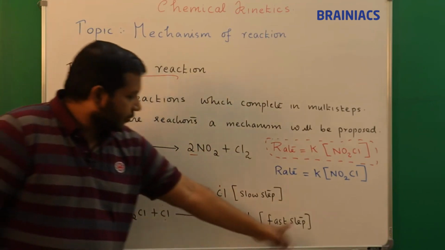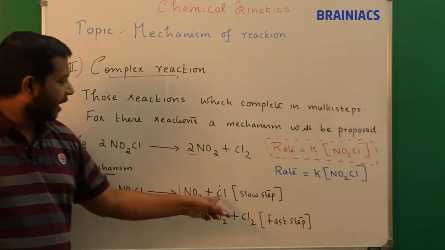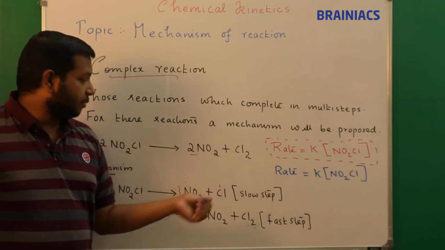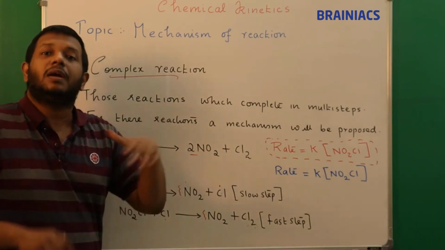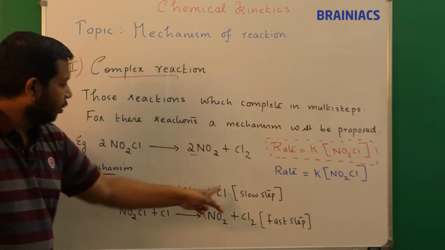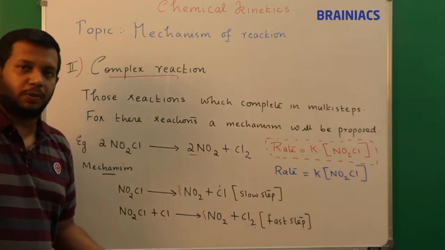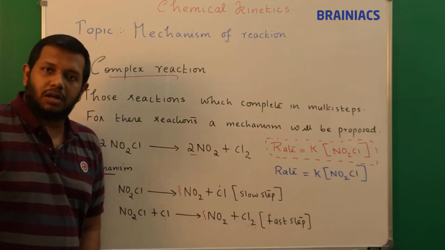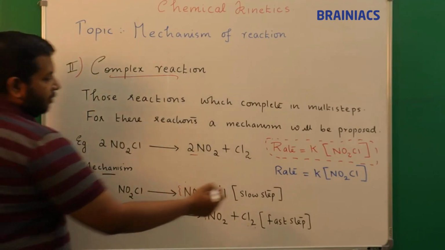Now why is this the fastest step? We say chlorine is a free radical. Free radicals are very fast because they have one single electron. They will always be unstable. They will be trying to react with whatever existing species and form a stable compound. Understood? So we understood the first step is the slowest step.